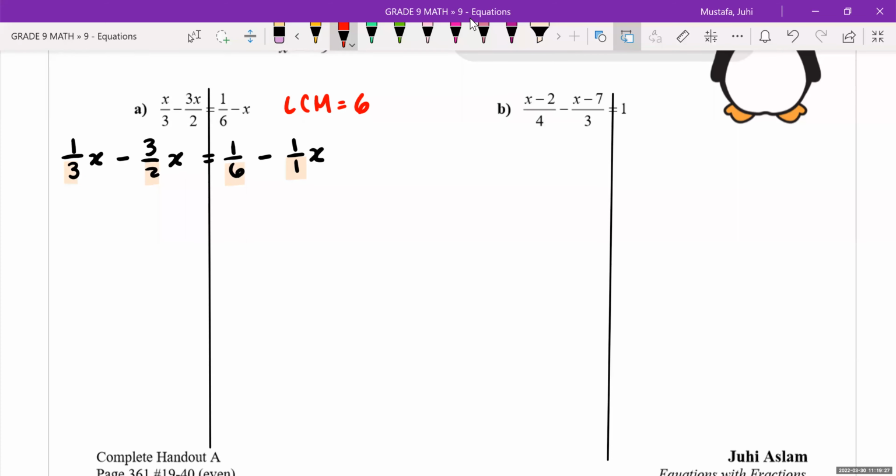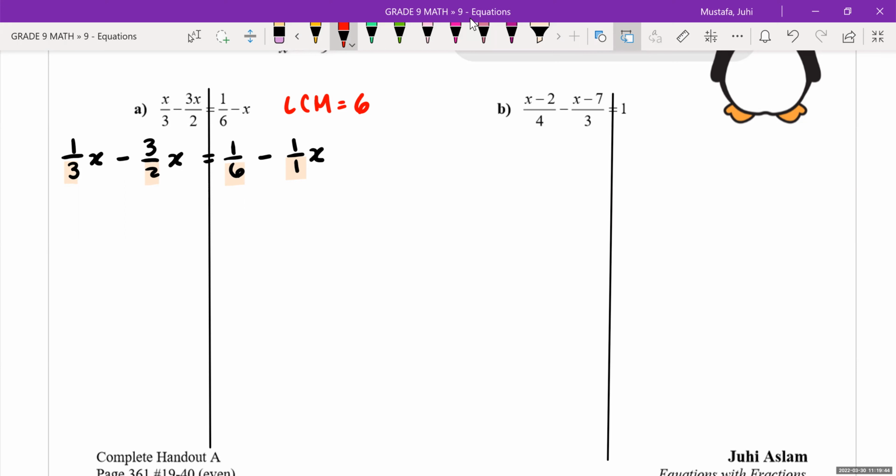So I know it is a little bit hard to explain. You know how I think about it? I visualize the 3 times multiplication table, the 2 times multiplication table, and the 6 times multiplication table. And I ask myself, what is common in all of those multiplication tables that is also as low as possible?